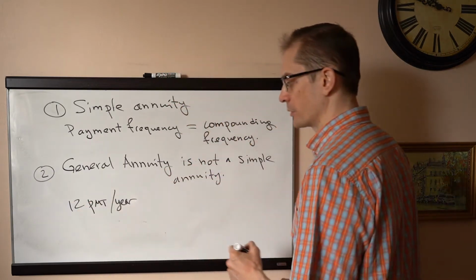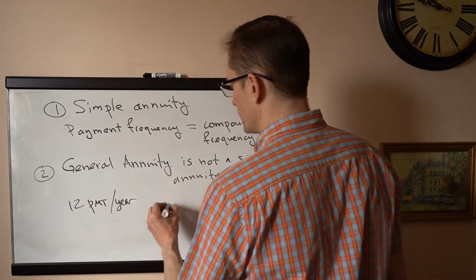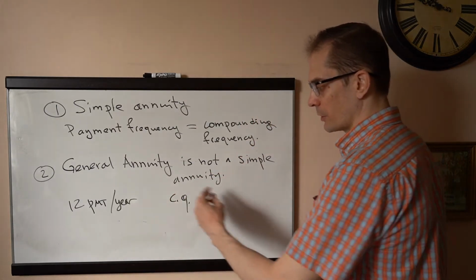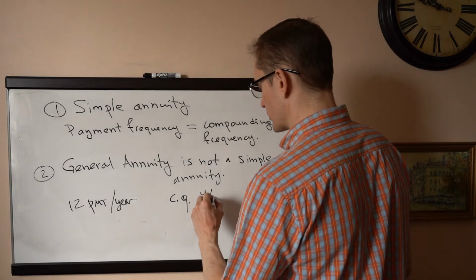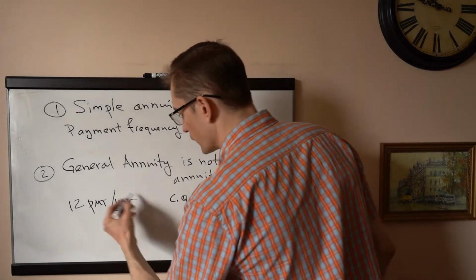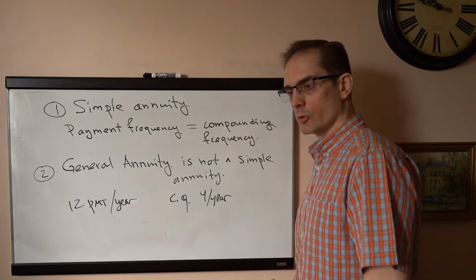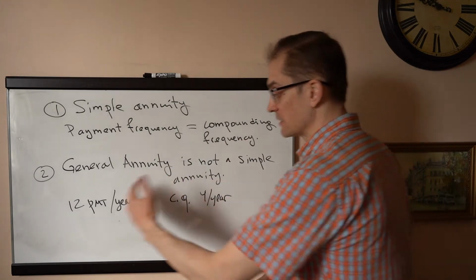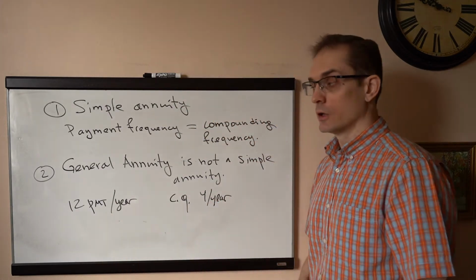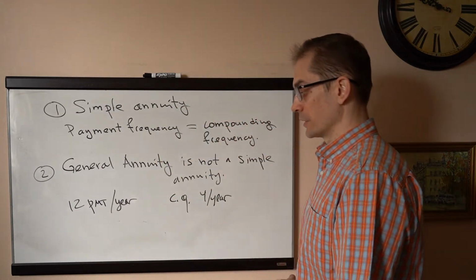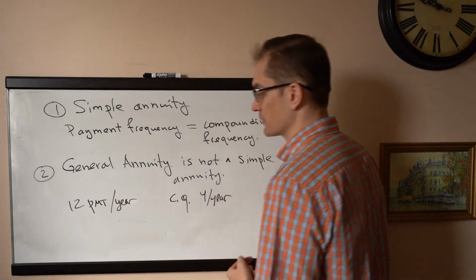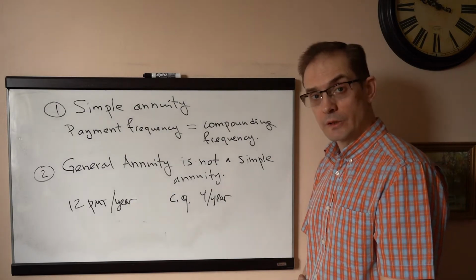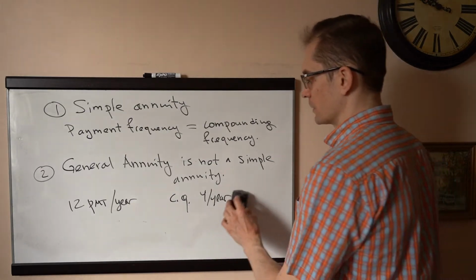You have 12 payments per year, but the rate could be, let's say, compounded quarterly, which means 4 times per year. So if you have 12 payments per year, but your rate is compounded quarterly, that is an example of a general annuity, because it is not a simple annuity from the point of view of the definition of the simple annuity. The number of payments per year does not coincide with the number of compounding periods per year. So that is a general annuity.